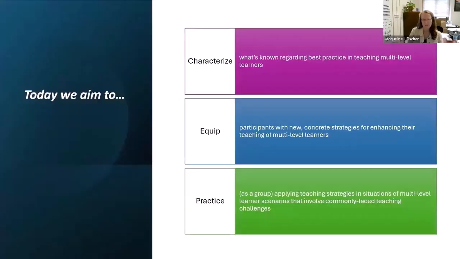Well, we aim to do these today. For the next 40 minutes or so, let's characterize what's known regarding best practice in teaching multi-level learners. Let's equip participants with new concrete strategies for enhancing their teaching of multi-level learners. And then let's practice applying some of these teaching strategies to multi-level learner scenarios that involve commonly faced teaching challenges.